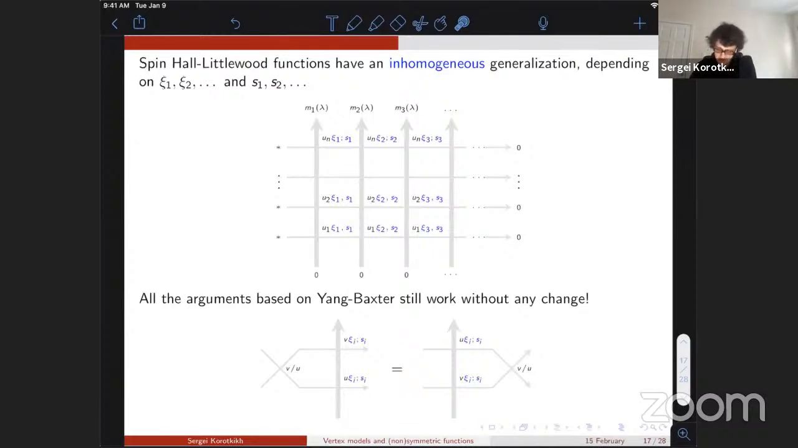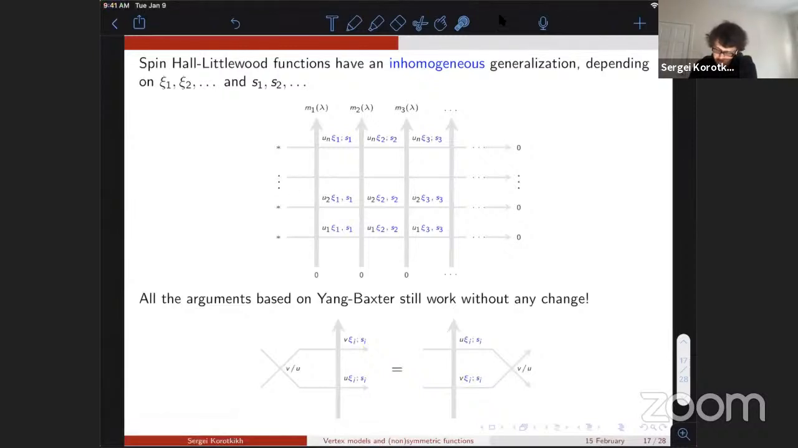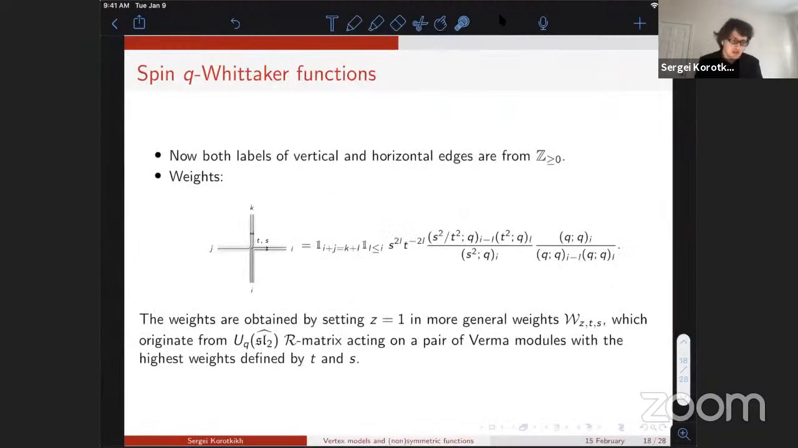Now let me tell you about another model, namely, in a certain sense, a dual family of functions named q-Whittaker functions. While the Hall-Littlewood case coincided with the case when the Macdonald parameter q is equal to zero, here we have the other parameter t equal to zero.